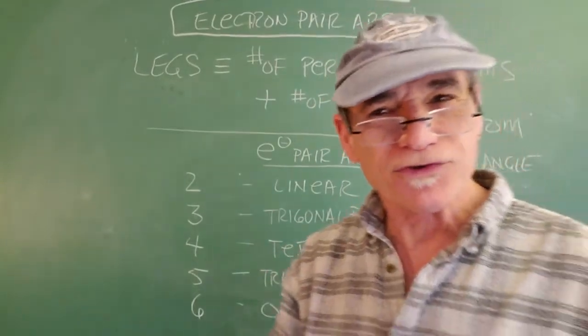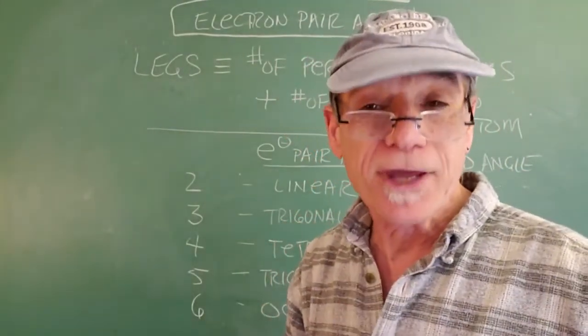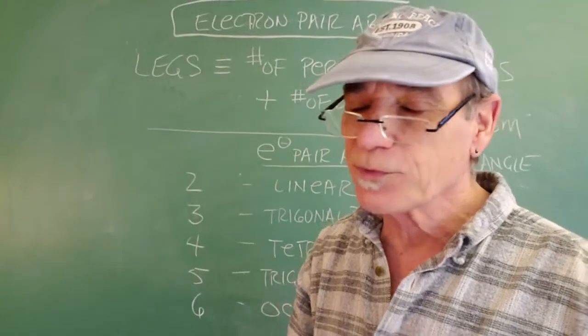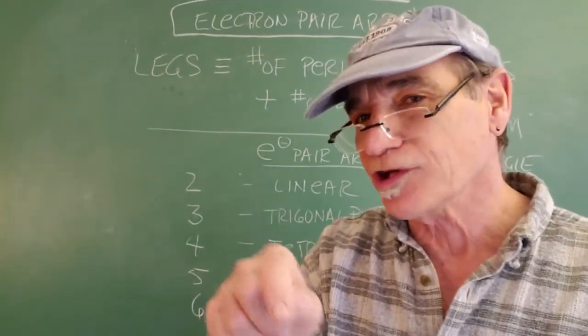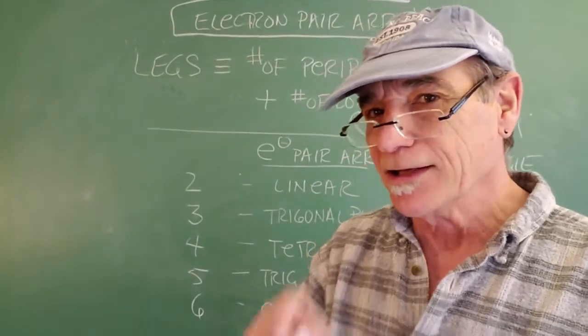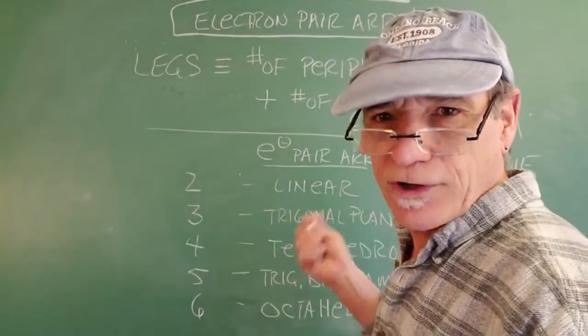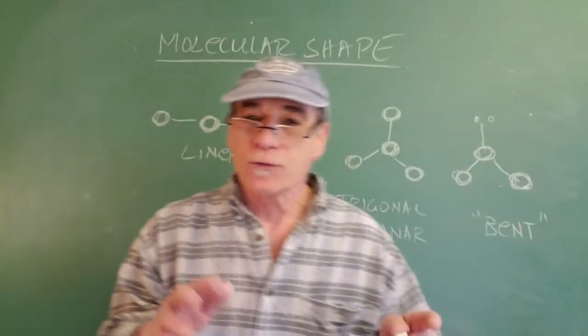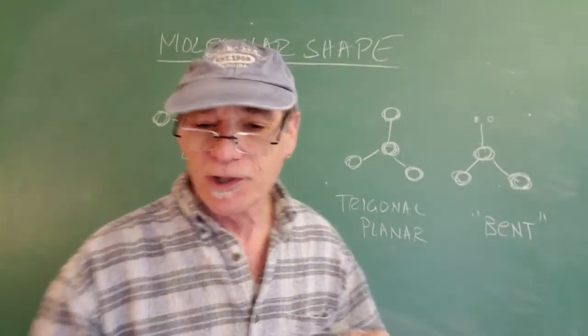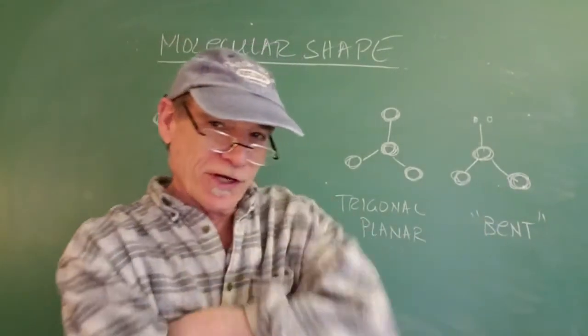So let me see if I can summarize that. Actually, we put a page that summarizes all the possible molecular shapes in your lab packet. When we get to the report sheet, I'll pull that out and we'll take a look at it. But in the meantime, let me do a shorter rendition of it here on the board. Okay, well, here's the concept of molecular shape over electron pair arrangement.